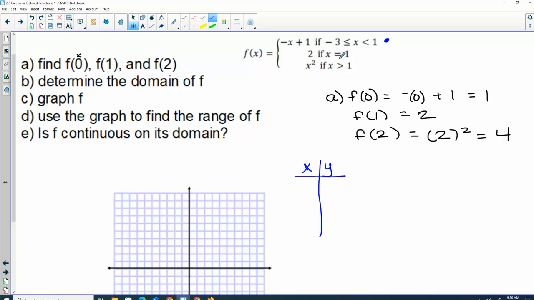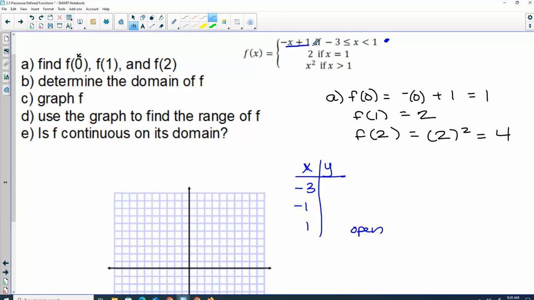How many endpoints did I give you? 2. So we have to put in both of those. I have to put in the -3. I have to put in the 1. And then you can do something in between them. So maybe a -1. -3 had an equal to, so that's closed. But 1 did not. So 1 is going to be open.